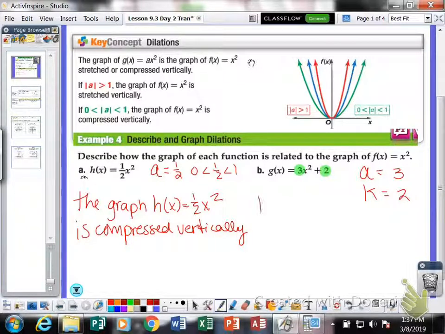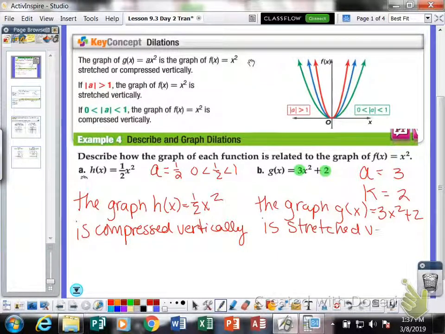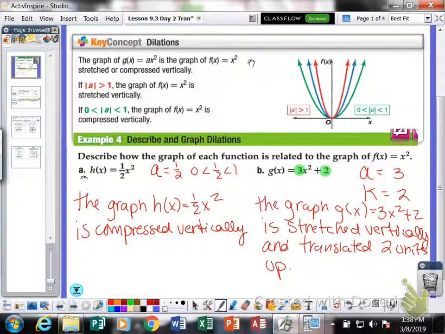So then we would say the graph g of x equals 3x squared plus 2 is this time stretched vertically, and that's from our a, and translated, so make sure we're using the correct vocab terms here, and translated 2 units up, because the k moves it up or down.